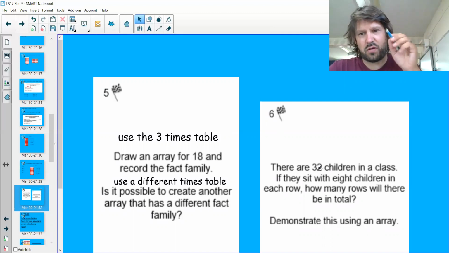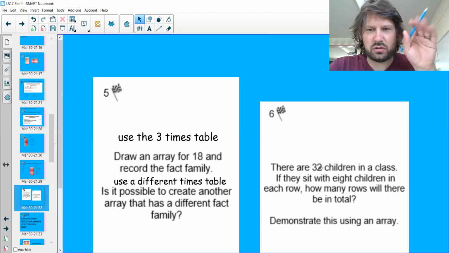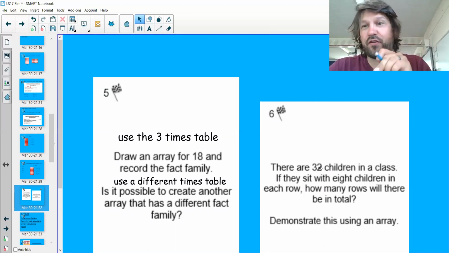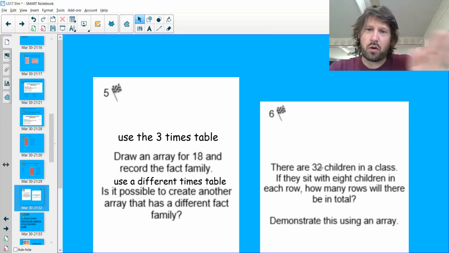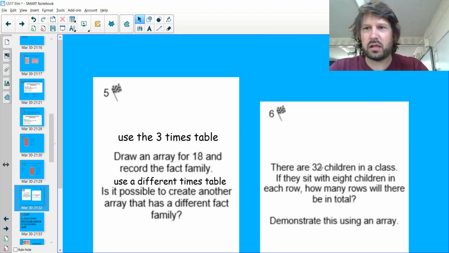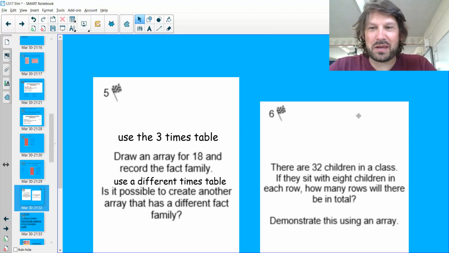This time you've got the total amount, the total number is 32, and you know 8 is one of the smaller numbers, and you've got to find the missing one by drawing the array. I hope that goes well. Have a go. You can go back and pause at any point and go back into the video. Hopefully this makes sense. I'll speak soon, and I hope it worked well.